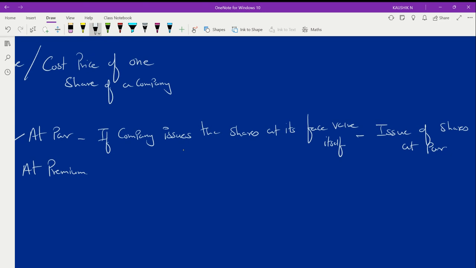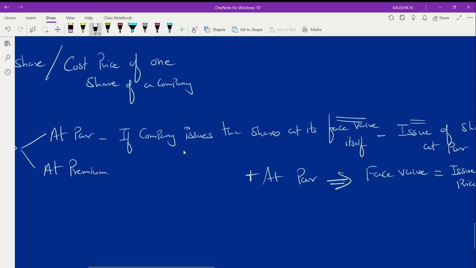So you will have two different terms, face value and issue price. If your face value is equal to your issue price, then that is at par. Got it? So if the issue price is exactly equal to the face value, or the face value is exactly equal to the issue price, we call it issue at par.